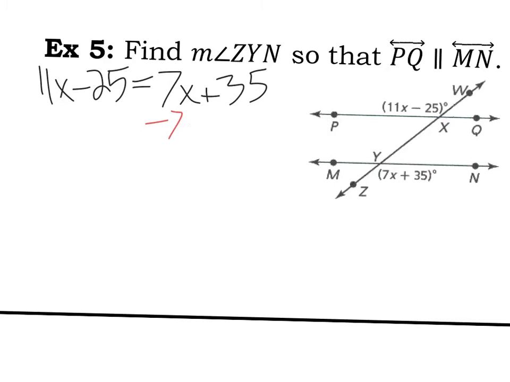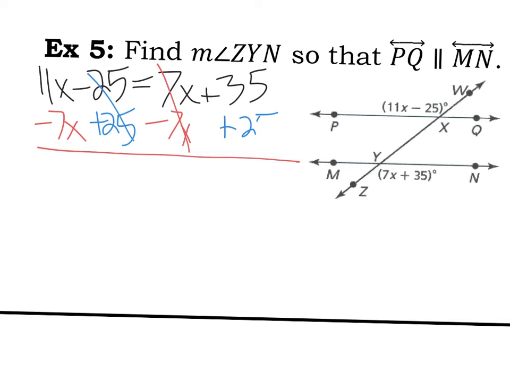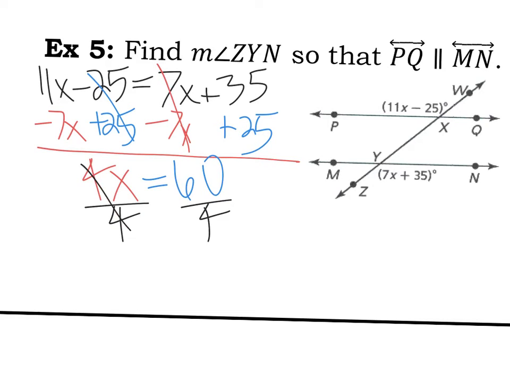So I see 7x is smaller than 11x, so I'll choose to subtract that over. That cancels one thing on the right hand side, so I need to cancel one thing on the left hand side by adding 25 over to where the 35 is. And so 11x minus 7x would give me 4x, and 35 plus 25 would give me 60. And so divide both sides by 4, and 60 divided by 4 is 15.